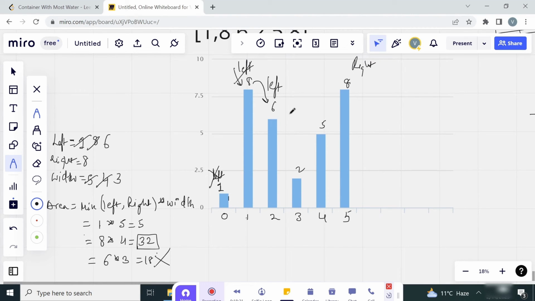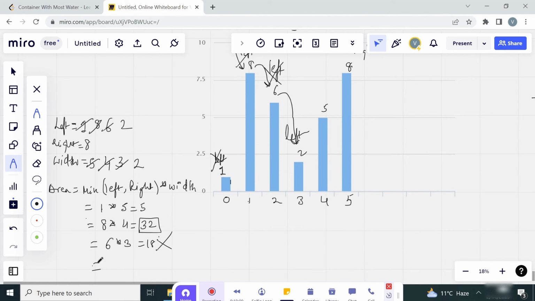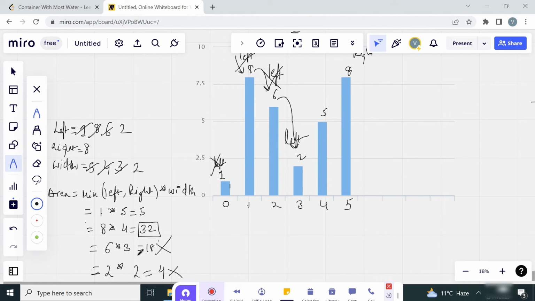Now again we'll check between 6 and 8. Left is representing the line with smaller height, so we'll increment it from 2 to 3. It will represent a line with height 2, and right is at 8. Now we'll again calculate the width, that is 5 minus 3, that is 2. Then we'll calculate the area. The minimum of 2 and 8 is 2, into the width 2, the area is 4. Again we will ignore it because we have the maximum area.